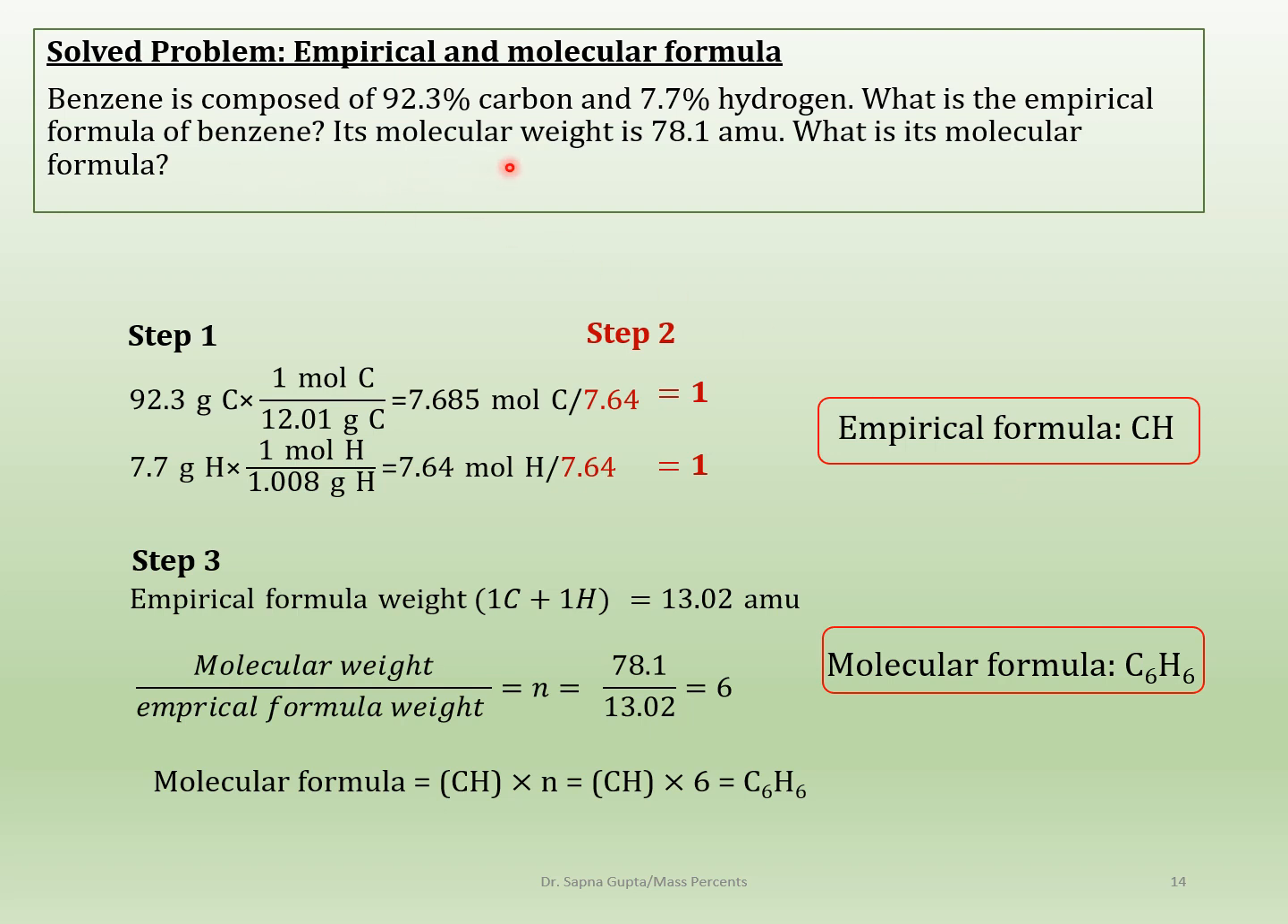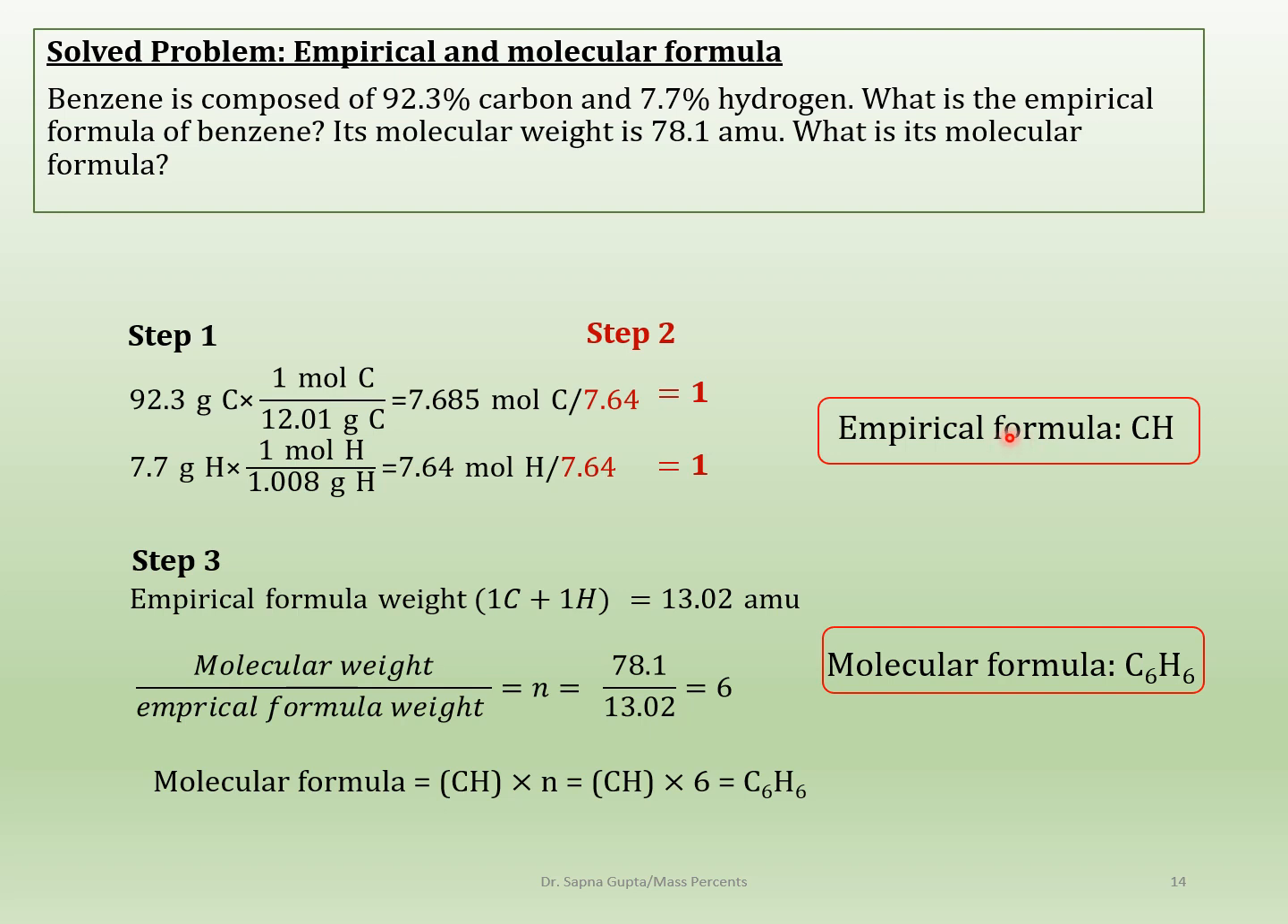Now we know that the molecular weight is 78.1. Now we have to find the molecular formula. The empirical formula weight is 1 carbon and 1 hydrogen, which is 13 AMU. Now you take the molecular weight divided by the formula weight, 78.1 divided by 13, and you get an integer of 6. 78 was given to us, and 13 you found because you found the empirical formula. So the integer is 6, and that gives you C6H6, the molecular formula for benzene. And the empirical formula was CH.